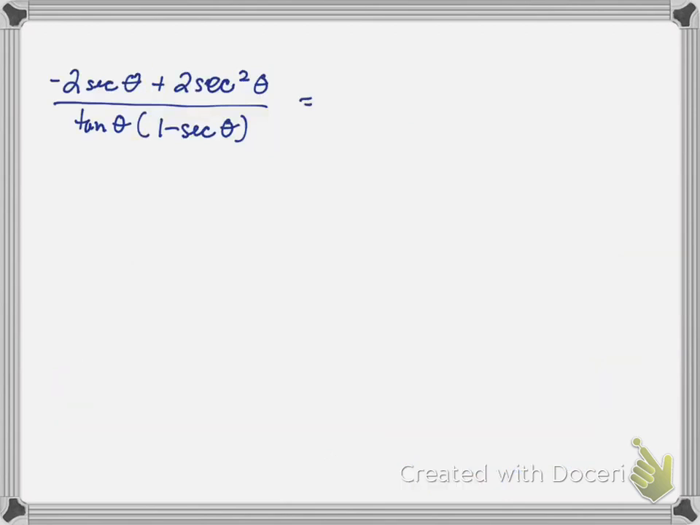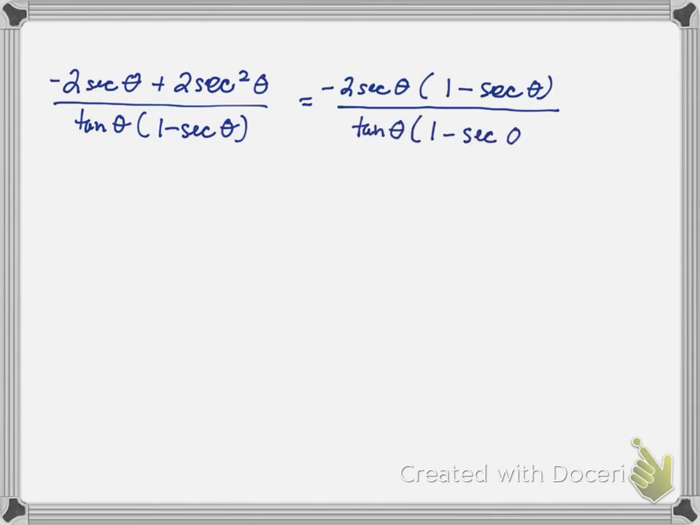The GCF of this, I'm going to actually take out a negative 2 secant theta. If I factor that out, I'm left with 1 minus secant theta. The whole reason for factoring out the greatest common factor was because our denominator is tangent theta times 1 minus secant theta. If you notice, the binomials, 1 minus secant theta and 1 minus secant theta, are exactly the same, and I'm able to cancel them out. So at this point, I now have negative 2 secant theta over tangent theta.